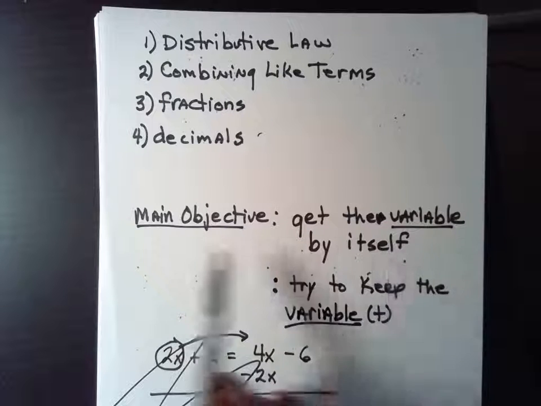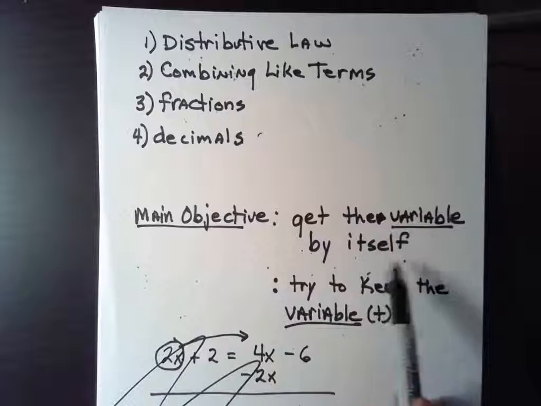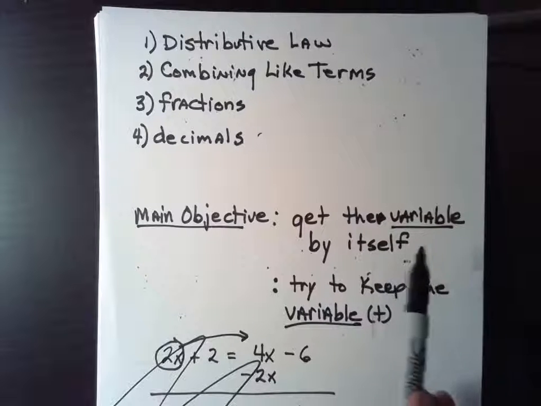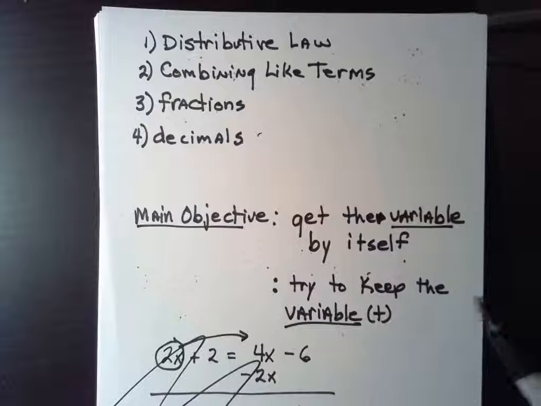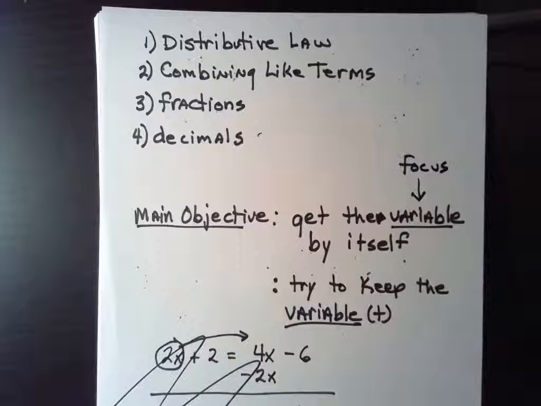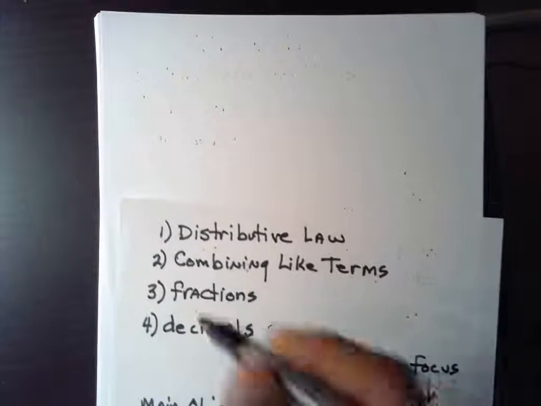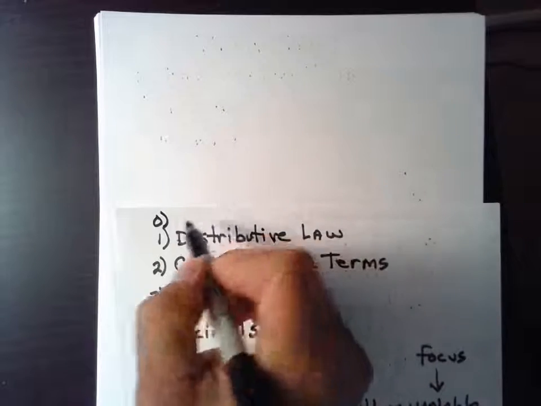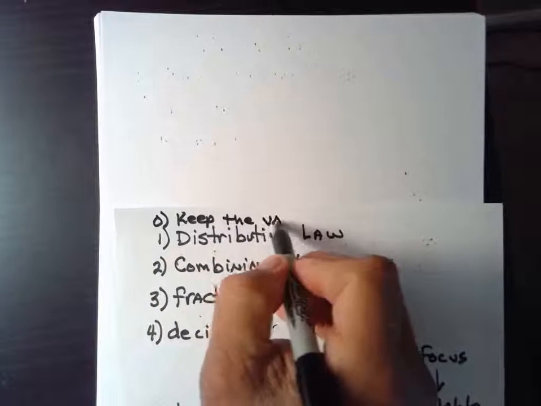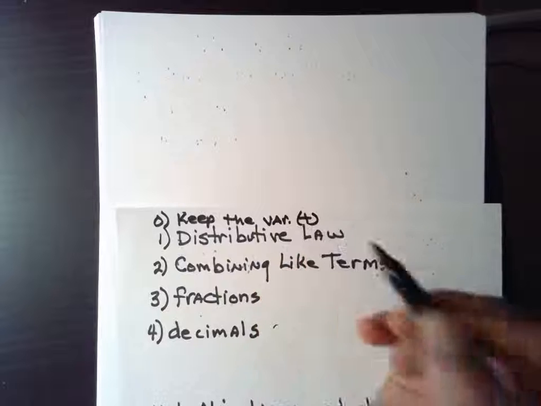So the first rule of algebra and the main objective of algebra is to get the variable by itself. Get the variable. It doesn't say anything about a number, it says the variable. You focus on the variable. Okay? Now, speaking of such, I forgot to leave that out of the objectives, and we could call it step 0, keep the variable positive. Okay? And we'll go over that first.